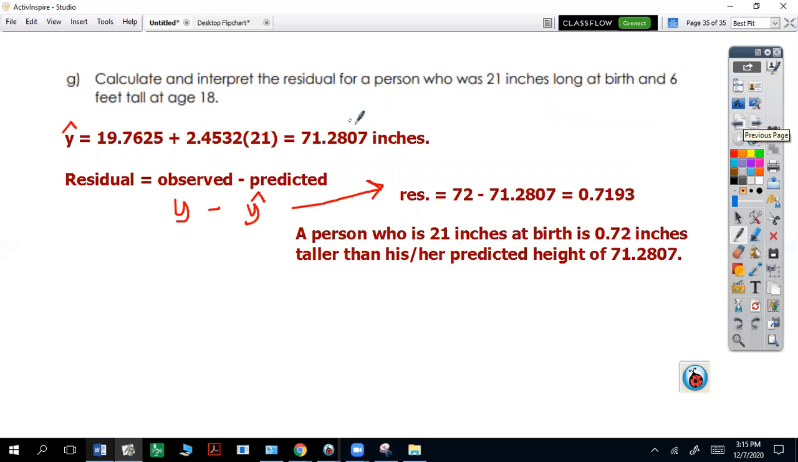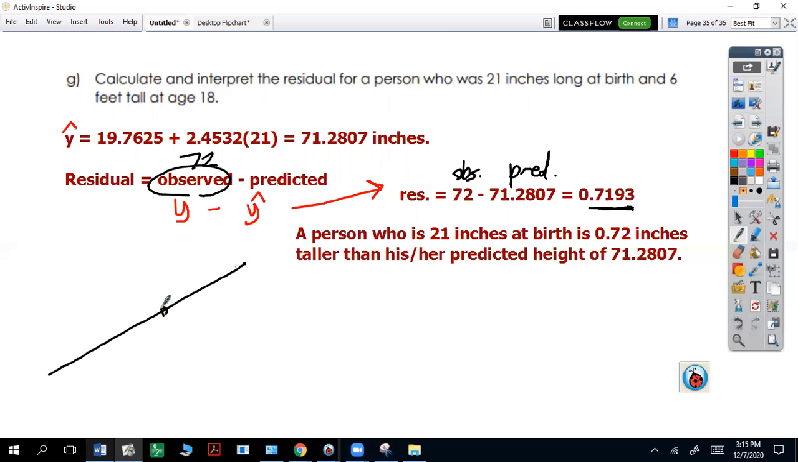So we have 72 inches as the observed. Predicted, if we plug 21 into the equation, we get 71.2807 inches. So observed, 72. Predicted, less than that, 71.28. So you get a residual that's positive, right? What that means is on the least squares regression line, if your residual is positive, it's going to be above the line. That means the line under predicts the actual value. Your residual is positive if it's above, negative if it's below.